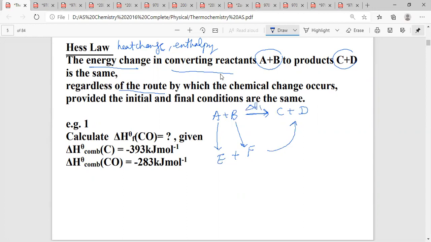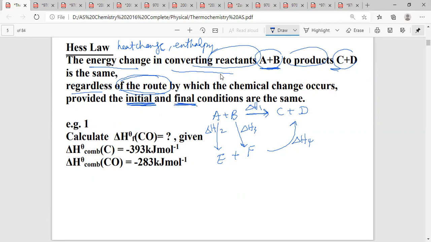Okay, this is delta H2, delta H3, this is delta H4. Hess's law says the energy change in converting reagents A plus B to C plus D is the same regardless of the route. Very important: it's converting reagents to product regardless of the route by which the chemical change occurs, providing the initial and final conditions are the same.